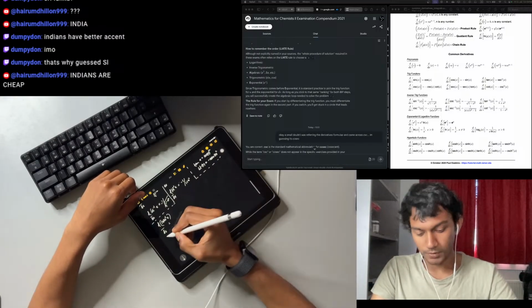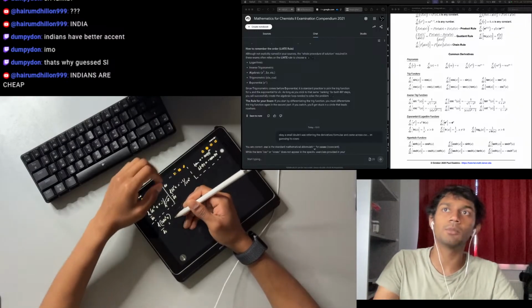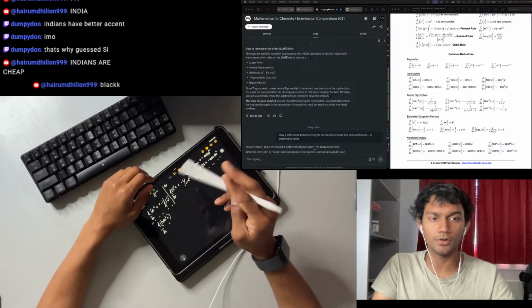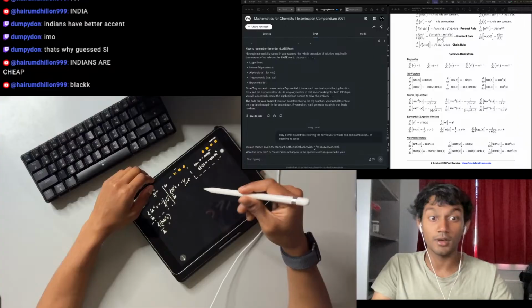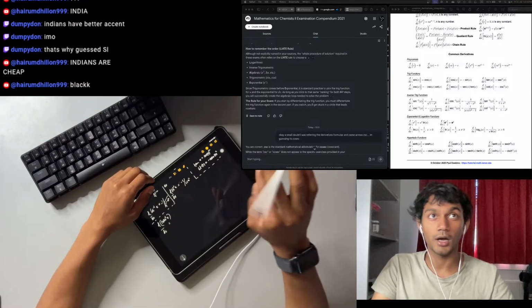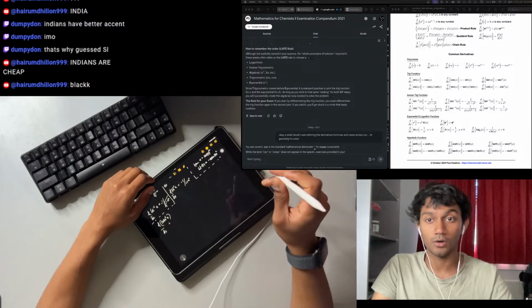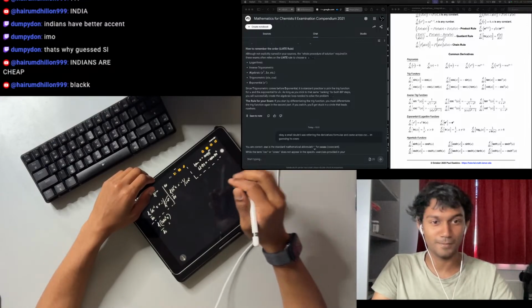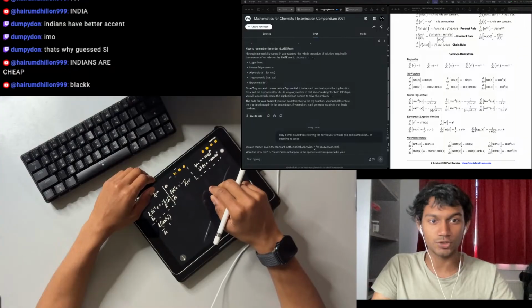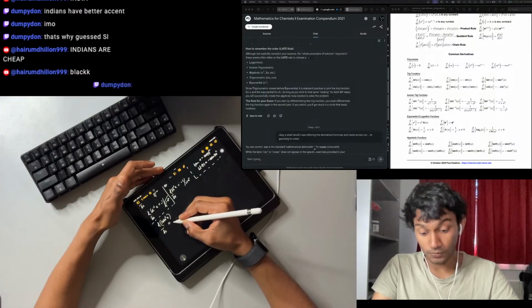Indians are cheap. Are you talking about labor? In case of labor, black. Oh, whoa. I mean, the darker shade is for melanin, so that's why I guessed Sri Lanka. Okay, I understand. Well, hey, people need to improve speaking, right?